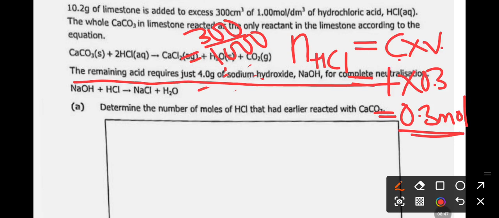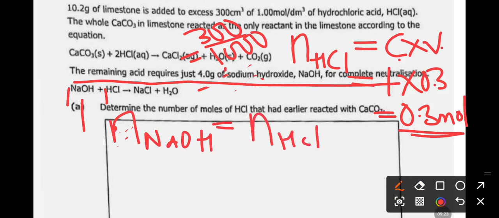Alright, and as we can observe here, the mole ratio of sodium hydroxide to hydrochloric acid is 1:1, meaning that the number of moles of sodium hydroxide is equal to the number of moles of hydrochloric acid. So here I can write, let me erase this, number of moles of sodium hydroxide equal to number of moles of HCl. Alright, so then, how do I calculate the number of moles of NaOH?